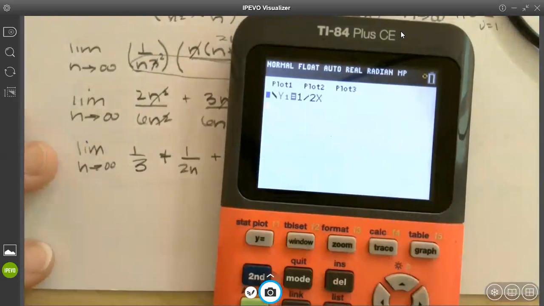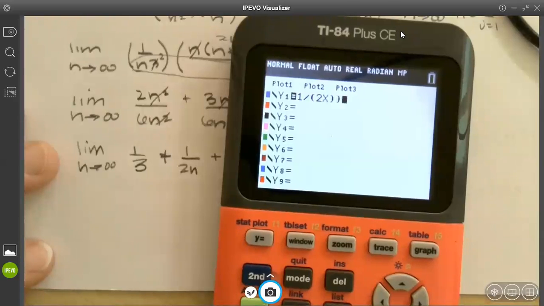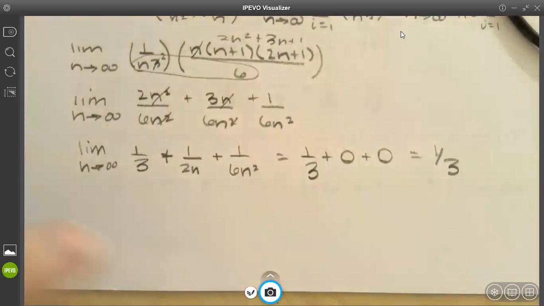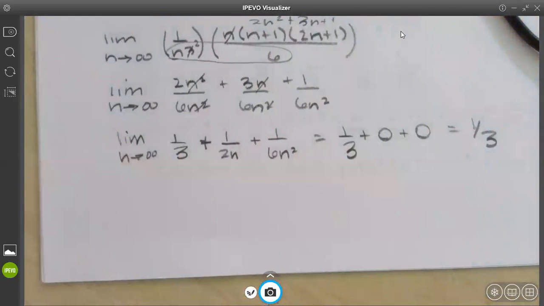Something is weird. It shouldn't look like that. Let me fix it. 1 over 2x. That's better. Now, it'll show it this way. Where does it go to? To 0. So that's why they're all 0. It's because anything underneath, that 2 over n squared, 2 over n to the 8th, is going to cause this. Does everybody understand that? So that gives us a 0. Is that right? Good. All right.